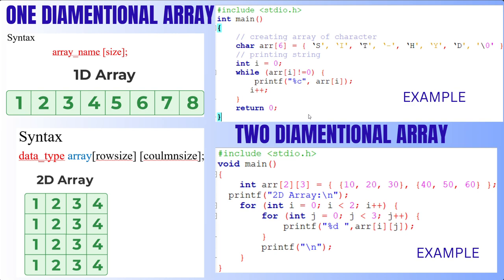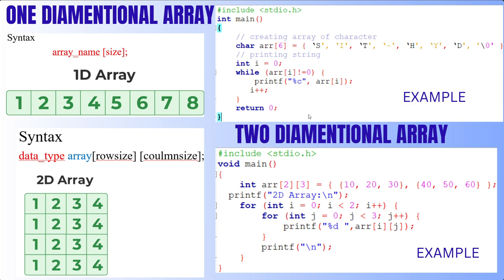Now we are printing percentage D, array of I comma J. So I is 0 here and J is 0 here. So whatever is present at the 0 comma 0th index, that is the first element being printed. Okay, and then J becomes 1. 1 is less than 3, so now the J loop is running again. It is printing array of 0 comma 1. Whichever element is present at the 0 comma 1th position is going to be printed.